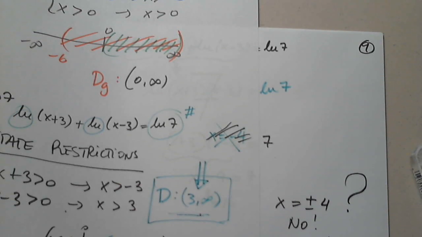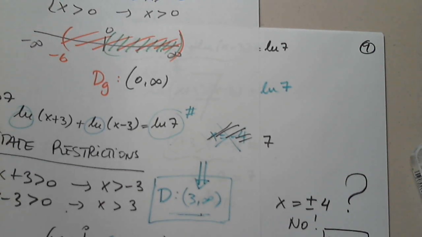Hubert is with me. Anyone else? I'm here. Good. Anyone else would like to say anything here? X equals only 4. Exactly. Because negative 4 doesn't fit here. So this is the only solution.